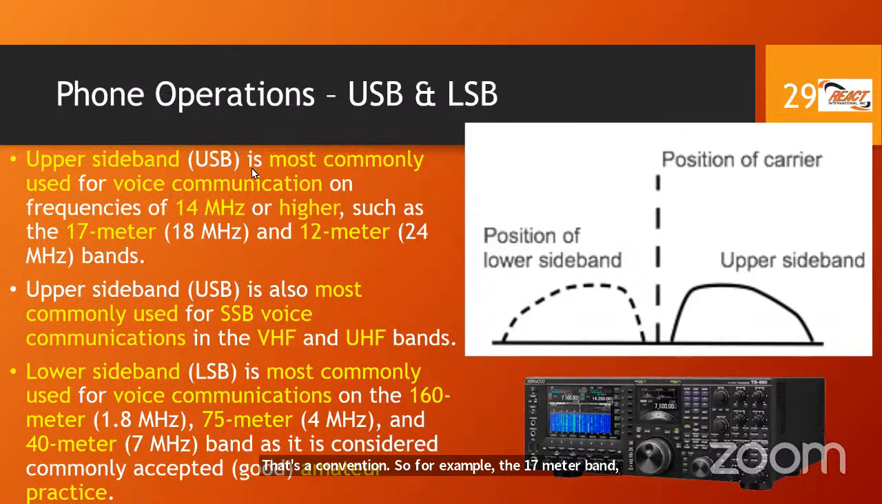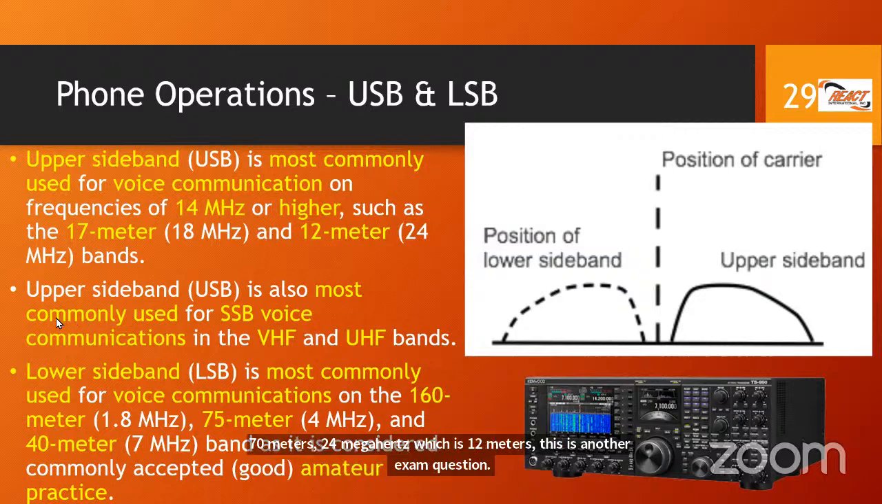And these are two exam questions in one. Upper sideband is used for frequencies of 14 megahertz or higher. And it's also used on 18 megahertz, which is 17 meters, and 24 megahertz, which is 12 meters. This is another exam question.